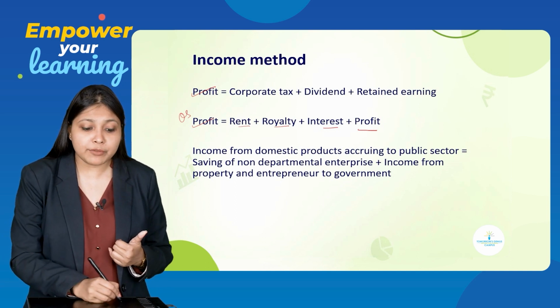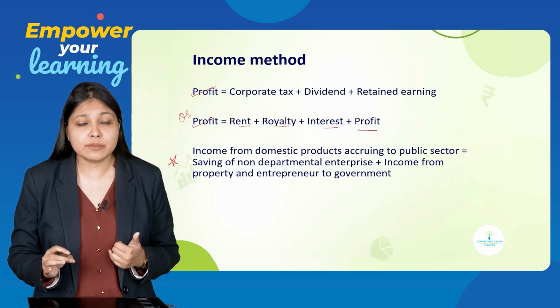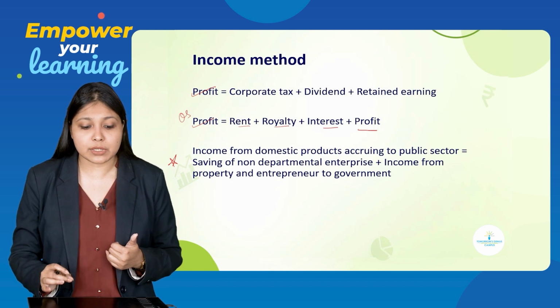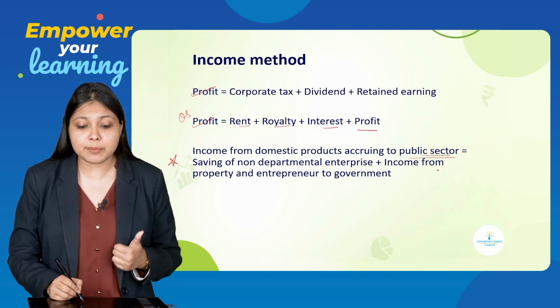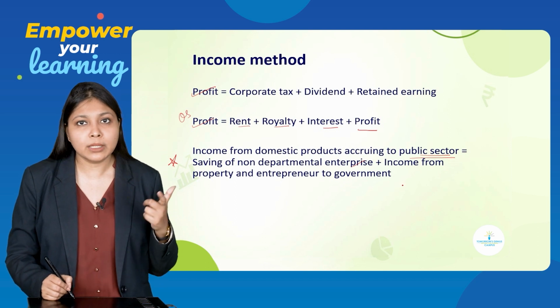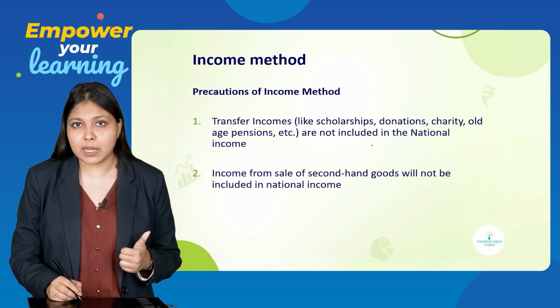And there is one more very important formula. Usually we ignore this formula, but it is a very important formula and it comes in the question. That is, income from domestic product accruing to public sector is equal to saving of non-departmental enterprise plus income generated from property and entrepreneurship to government. This is also a very important formula.